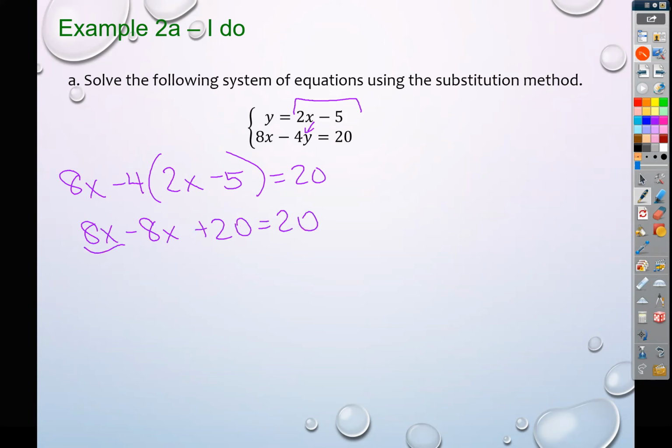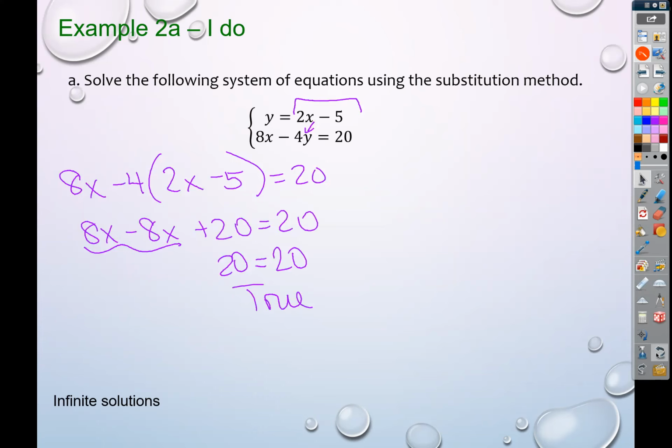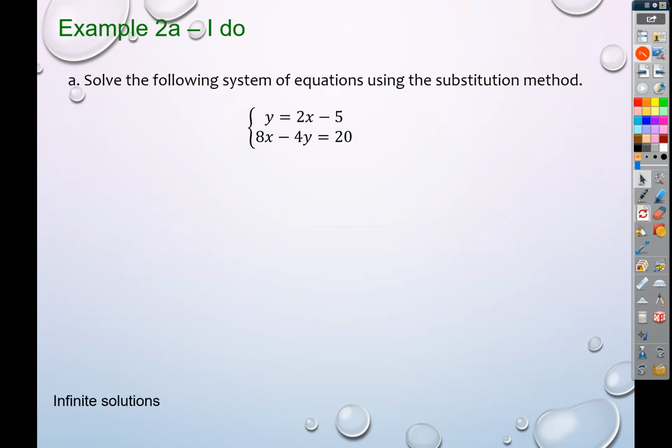So what you see happens, look, 8x minus 8x goes away, and I just get 20 equals 20, which is a true solution. So when I get a true statement, then I know that I have infinite solutions. Okay, so this one, you would say if you come down and all your variables cancel out and you get a true statement, it's infinite solutions.